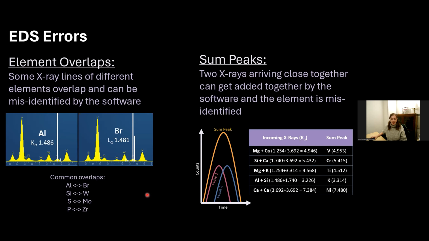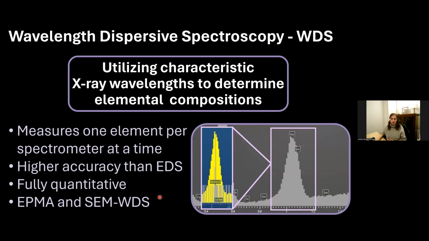But if you're struggling with these sorts of issues and these sorts of errors, this is where WDS comes in handy. And this is where we take the wavelength of the X-rays rather than just the energy of the X-rays. So WDS measures one element at a time per spectrometer, so it's a much slower technique, but it does give you really, really good peak resolution.